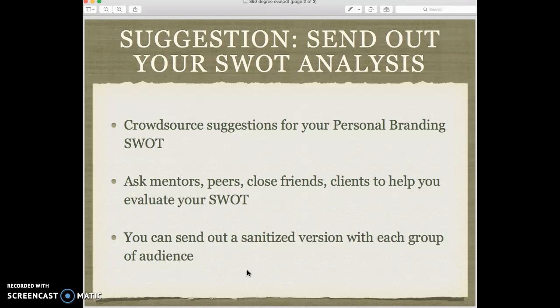So again, by crowdsourcing your personal branding SWOT, I think you'll get some very valuable information and comments and suggestions. And maybe what you might do is also, in case the SWOT analysis brings up some really personal things for you, send out a sanitized version for each group of audience. So perhaps the one you send at work doesn't mention some really serious personal flaws, or perhaps the one you send to your personal network doesn't mention some of the specific things at work.